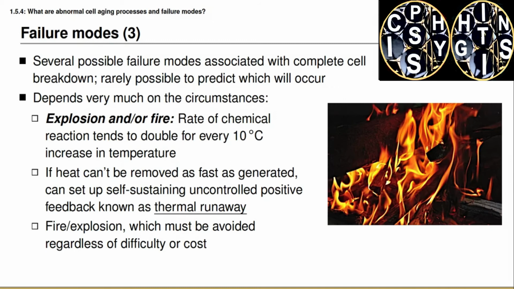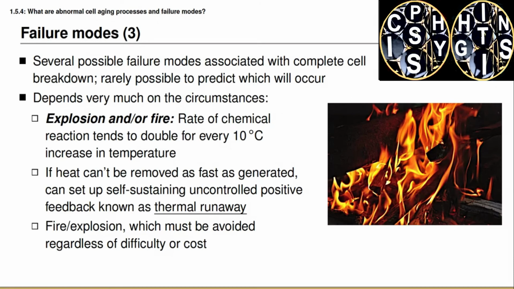The third failure mode after open circuit and short circuit is most severe. It's a fire or an explosion. And you might know from your background in chemistry that the rate of most chemical reactions tends to double for every 10 degrees Celsius increase in temperature. So if the heat produced by a short circuit or some other failure cannot be removed as quickly as it's generated, then this can set up a self-sustaining and uncontrolled positive feedback loop known as thermal runaway.